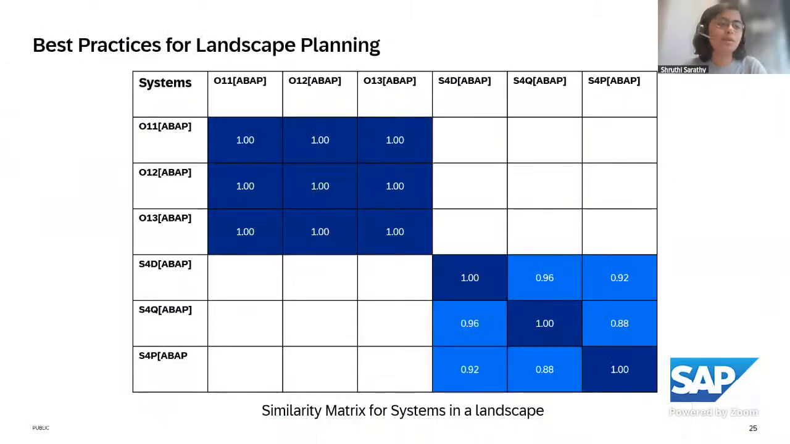So now to summarize, here is a sample heat map of a customer landscape where we have identified patterns by comparing the software components across systems. So we have the first group, O11, O12, and O13, which are identical. And for these systems, copy stack XML would be the ideal approach. It's the fastest way through which we can create multiple plan IDs and multiple stack XMLs.